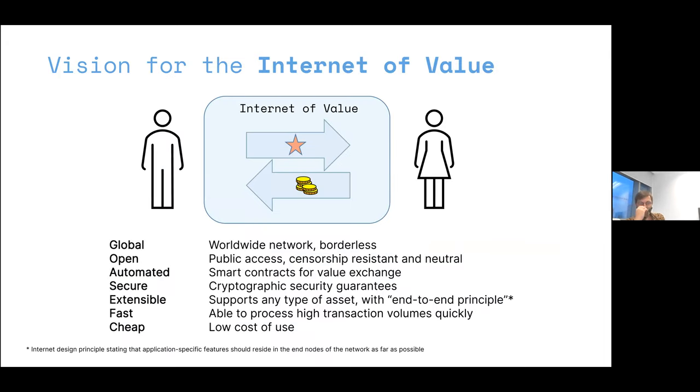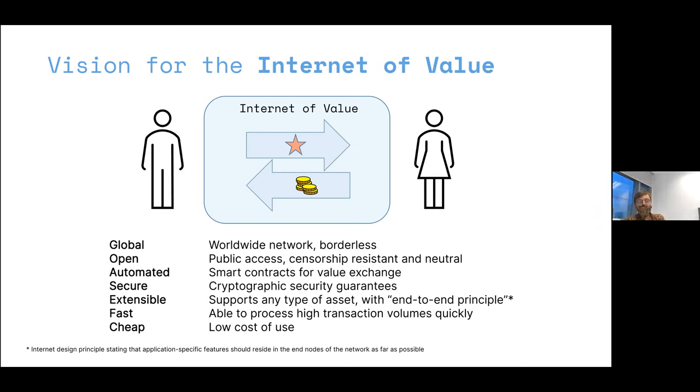So ultimately, if we want to make this kind of system work at scale and be useful in the real world, we need this idea of an internet of value. This is a different kind of internet, or rather maybe an extension of the internet that builds in these capabilities so you can work with digital assets.